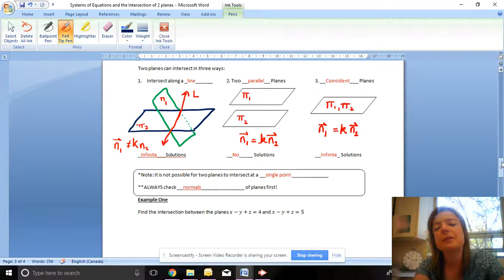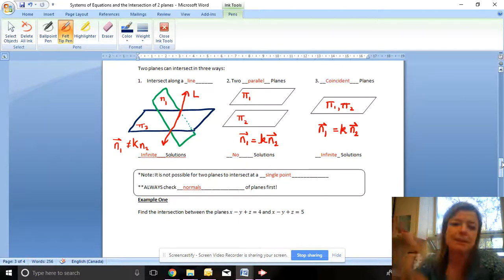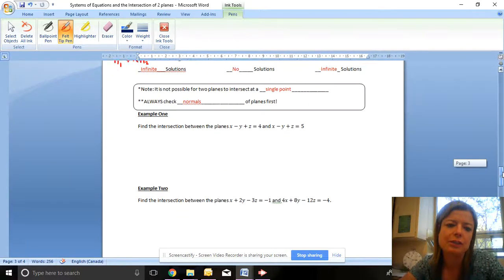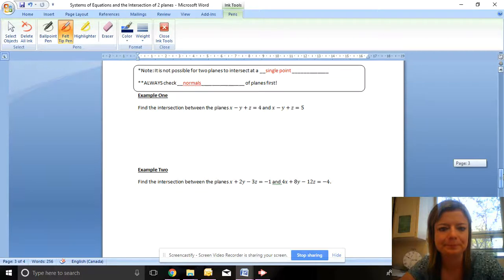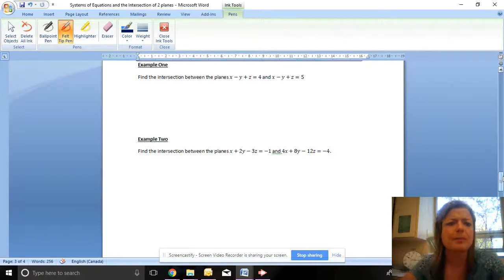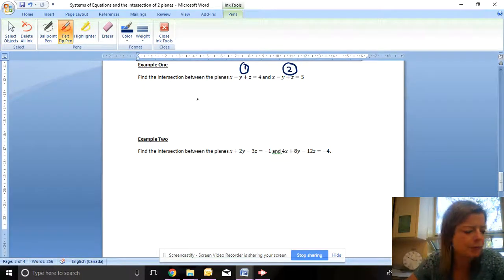So if the normals are not scalar multiples of each other, it has to be a line of intersection. So I'm going to show you how to use this to find what the actual equation of that line is. Okay, so example 1, find the intersection between these two planes. So we'll call this one plane 1 and we'll call this one plane 2.